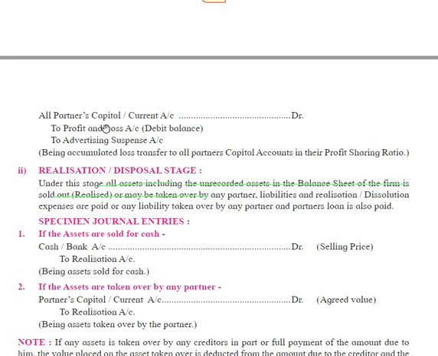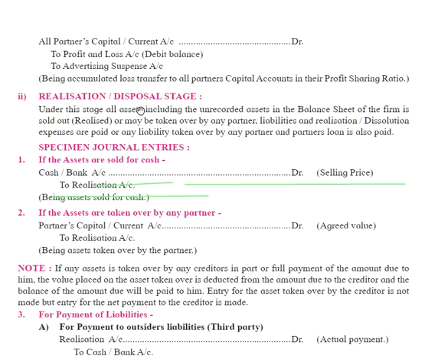Then the second one is the realization or disposal stage. In this, only two journal entries are coming. Under this stage, all assets, including the unrecorded assets in the balance sheet of the firm, are sold out, realized, or taken over by any partner. Liabilities and realization expenses are paid, or any liability is taken over by any partner, and partner's loan is also paid. Loss is not distributed to the partners.